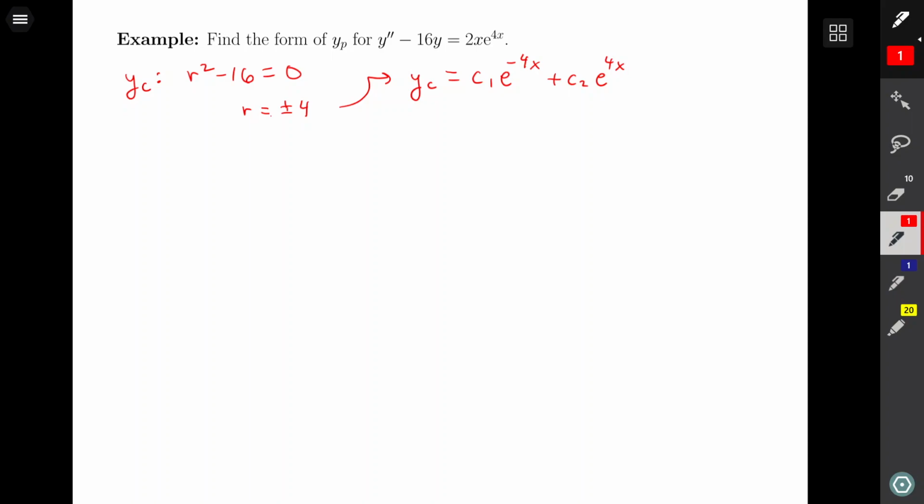Now we want to take a look at the particular solution. And you make a guess again. Now this is where, from what I remember as a student, it became a little bit annoying because there wasn't really an outline of how you're supposed to do this in general.